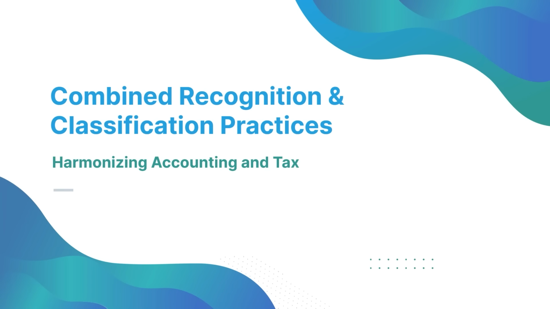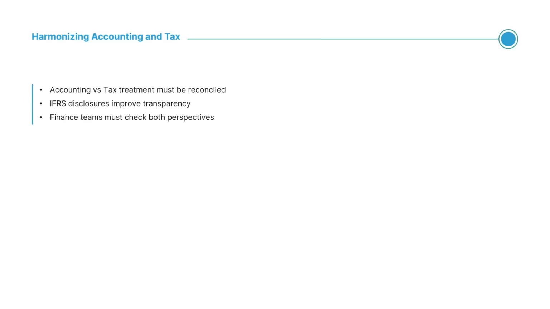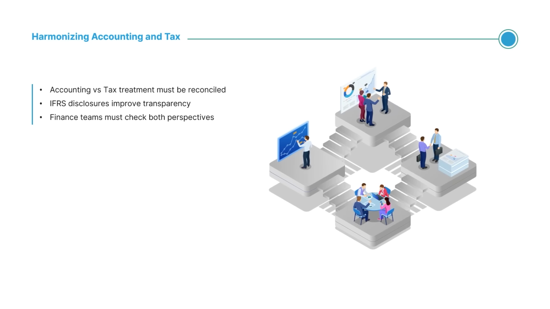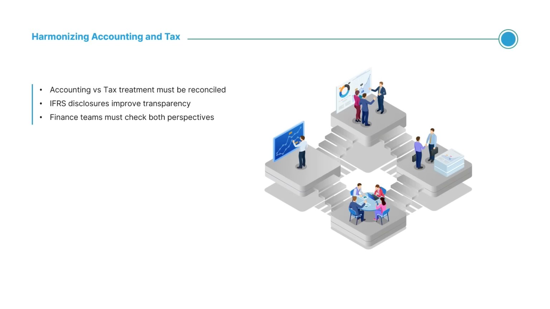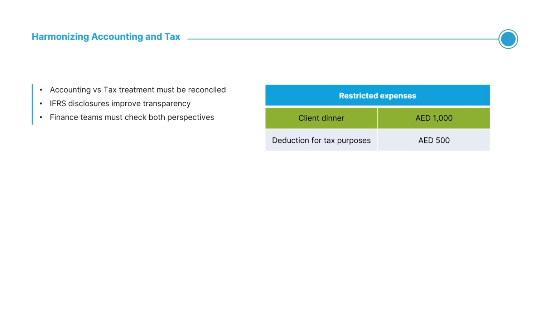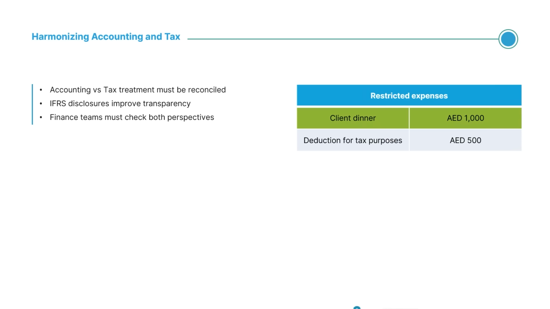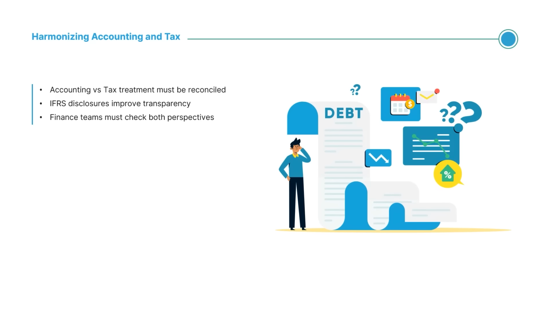Although accounting standards and tax rules sometimes diverge, they must ultimately be reconciled. A good example is the client dinner case. Accounting records the full 1,000 dirhams as an expense, but the tax computation allows only 500 dirhams. Another example is provisions. Under IFRS, companies may record provisions for doubtful debts or warranty obligations. For tax purposes, however, these may only be deductible once actually incurred or written off.